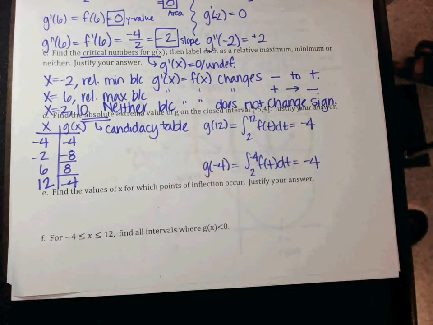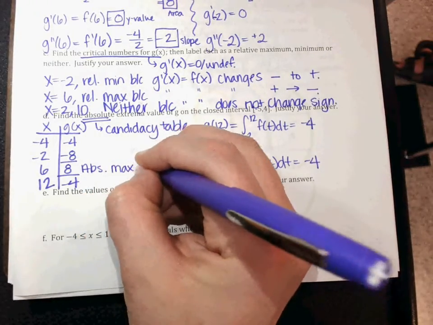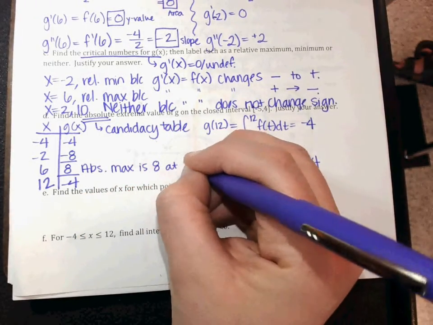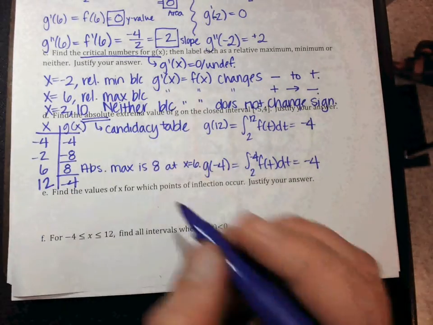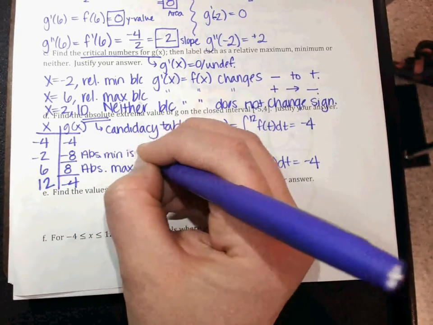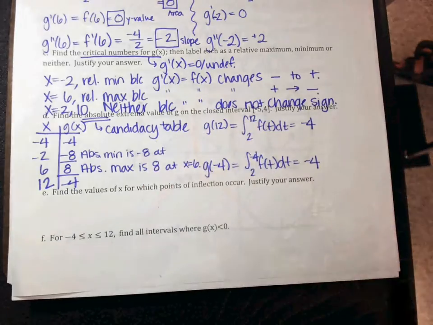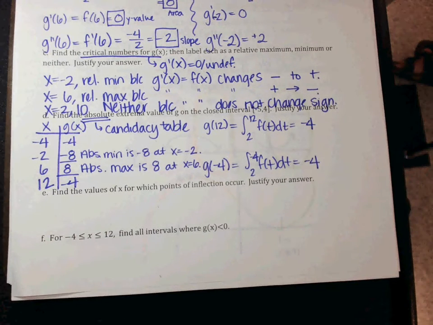Okay, what is my absolute maximum? 8. Absolute max is 8 at x equals 6. What is my absolute minimum? Negative 8, it occurs at? Negative 2. Now, if negative 8 was not the smallest, if negative 4 was, can your absolute minimum happen more than once? Yes. Okay.